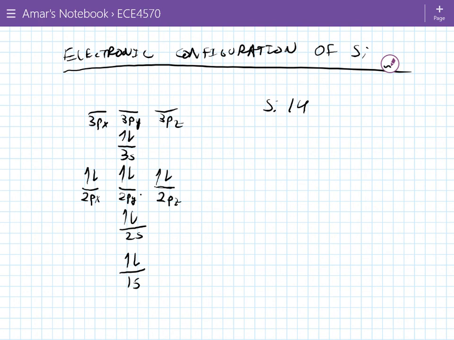Okay, and we just fill in 2 electrons here. So this is the electronic configuration for silicon. The shorthand for this, let's say, 1s2, 2s2, 2p6, 3s2, 3p2. This is just a shorthand rather than drawing the diagram.